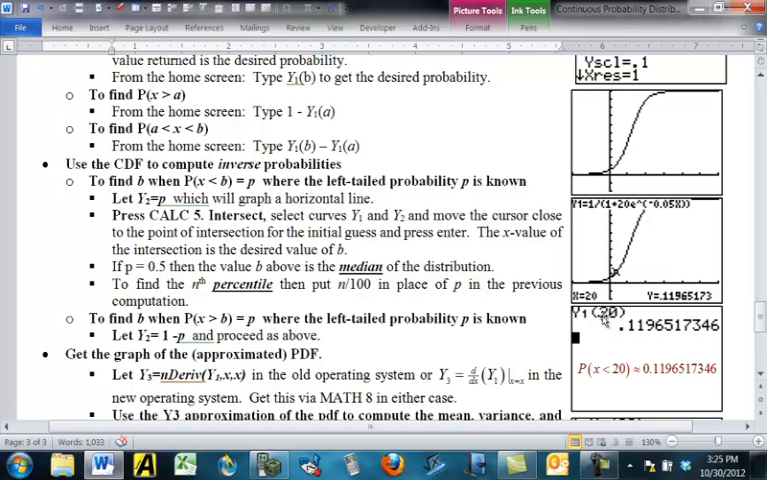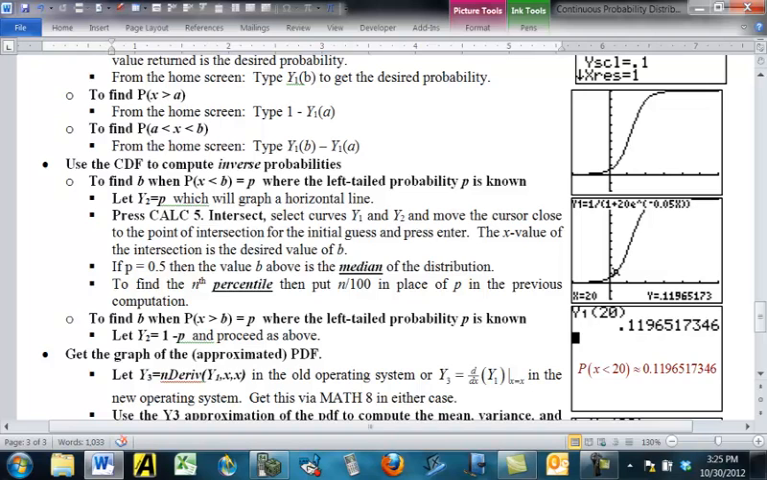Okay, so that's one way to get it. Now, let's do a couple other things. What if you want a probability that x is greater than a? Well, it's easiest to do this from the home screen. The probability that x is greater than a is 1 minus the probability that x is less than or equal to a, so it's 1 minus CDF of a. So at the home screen, you just type 1 minus y1 of a.